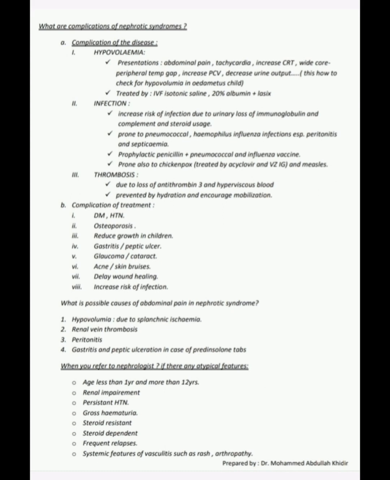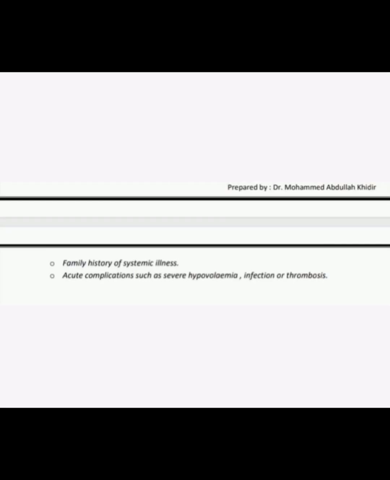When do you refer to the nephrologist, if there are any atypical features? Number 1, age less than 1 year or more than 12 years. Number 2, renal impairment. Number 3, persistent hypertension. Number 4, gross hematuria. 6, steroid resistant. 7, steroid dependent. 8, frequent relapse. And 9, systemic features of vasculitis such as rash and arthropathy. 9 is family history of systemic illness. And number 10 is acute complications such as severe hypovolemia, infection or thrombosis.